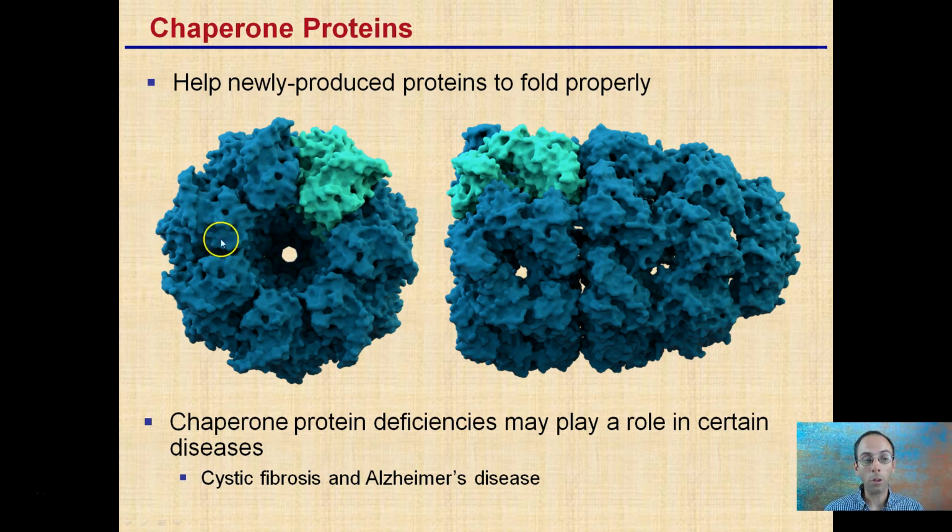There's literally, it looks like a donut here. There's literally this kind of protective interior structure. These chaperone proteins allow a protective area to allow these amino acid sequences to fold into proper functional proteins. So if these chaperone proteins have deficiencies, they play a role in certain diseases. Cystic fibrosis and Alzheimer's disease are examples of two of them, where proteins don't fold properly.